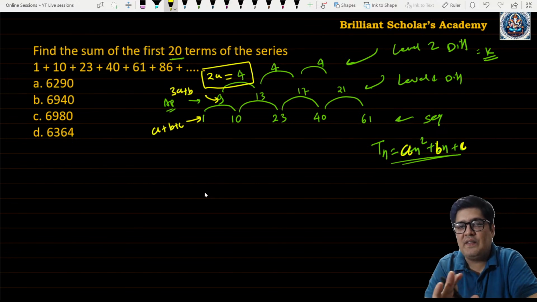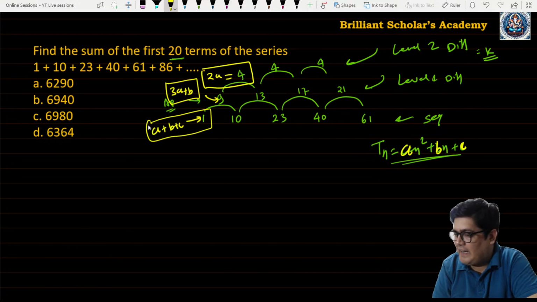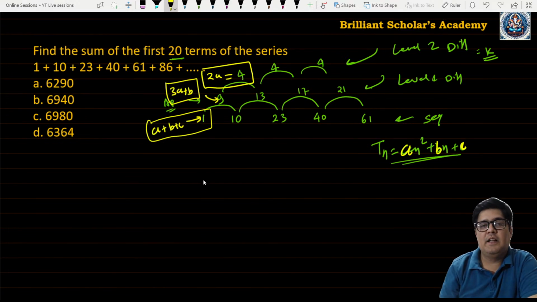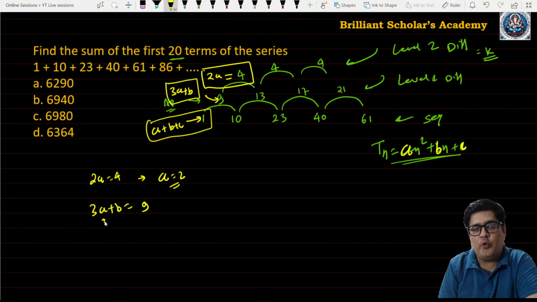That is the universal pattern for a quadratic sequence. And no, you will not find this in the standard booklets. So here what I have is 2a is equal to 4. That provides me a as 2. Then I have 3a plus b is equal to 9. If I put 2 here, this becomes 6. 6 plus 3 is equal to 9. b is equal to 3.